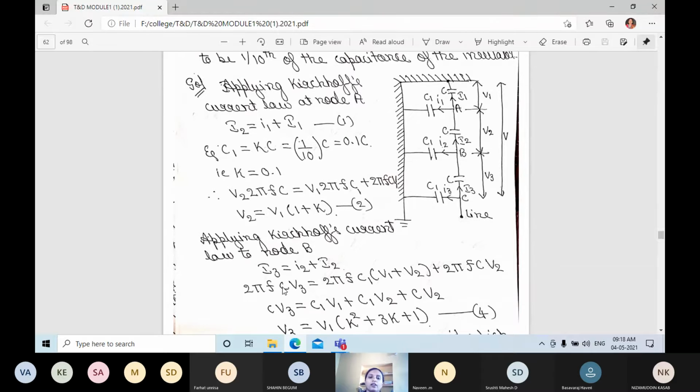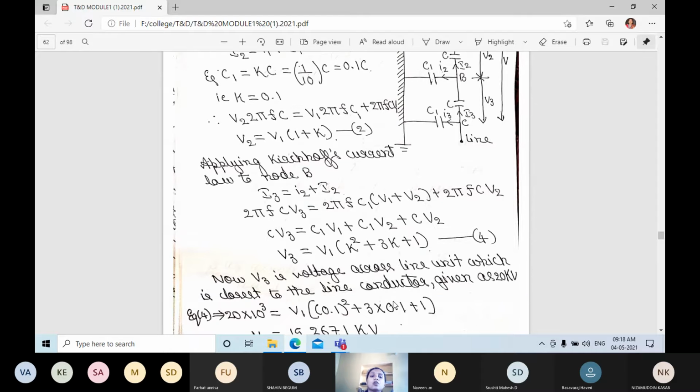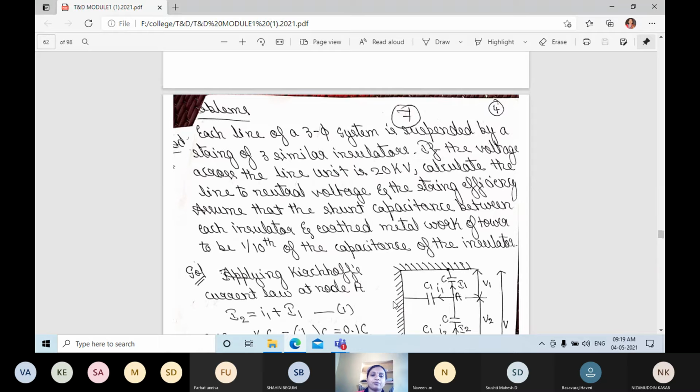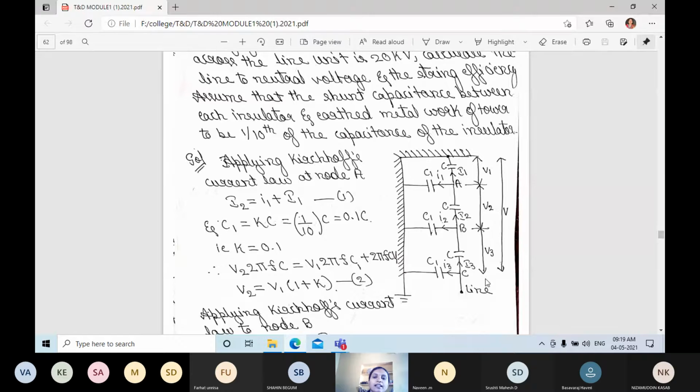We know the formula, that is V3 is equal to V1 times K square plus 3K plus 1. This is a formula we have found already. So now we know the voltage V3. They have given that the voltage across the line unit is 20 kV. Line unit means V3, which is connected near the conductor, and that voltage is 20 kV.